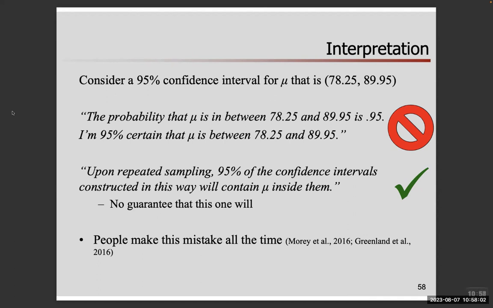They get their frequentist confidence interval and say, I'm 95% sure that the parameter is between these two numbers. That's not what a frequentist confidence interval allows you to say.